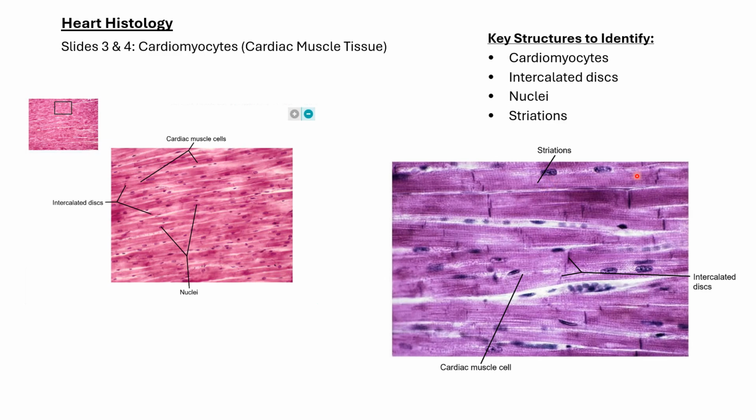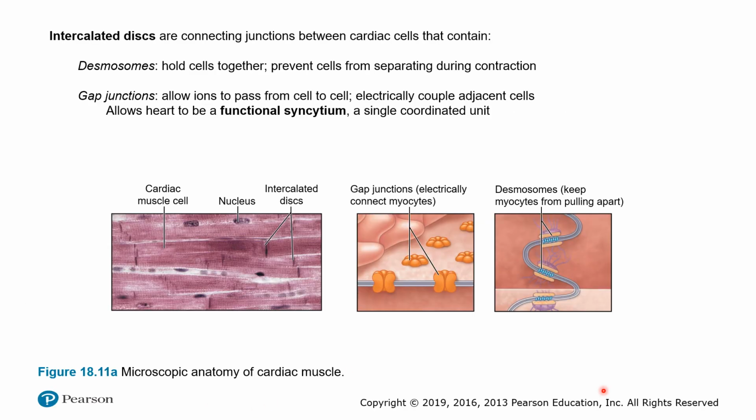Then there is one or two nuclei per cell, and then we have intercalated discs. These dark lines between the cardiomyocytes are known as intercalated discs. And then you have to be able to recognize the nuclei, which you can see as this blue portion, and the striations, these are the lines. The intercalated disc is a specific feature of cardiac cells.